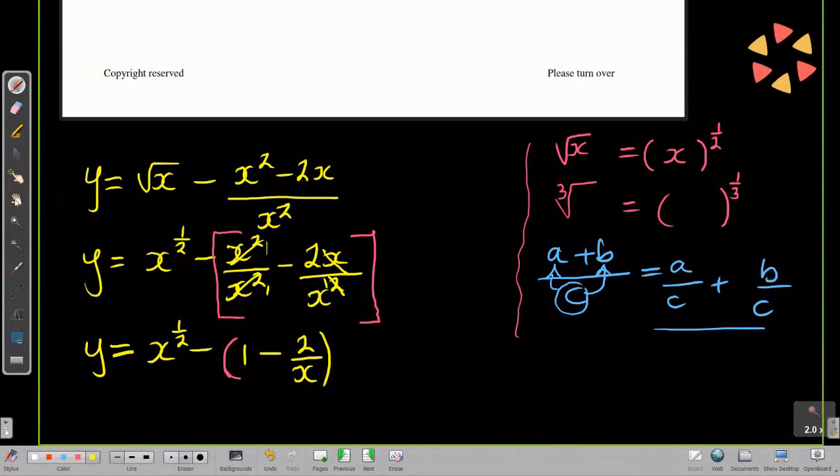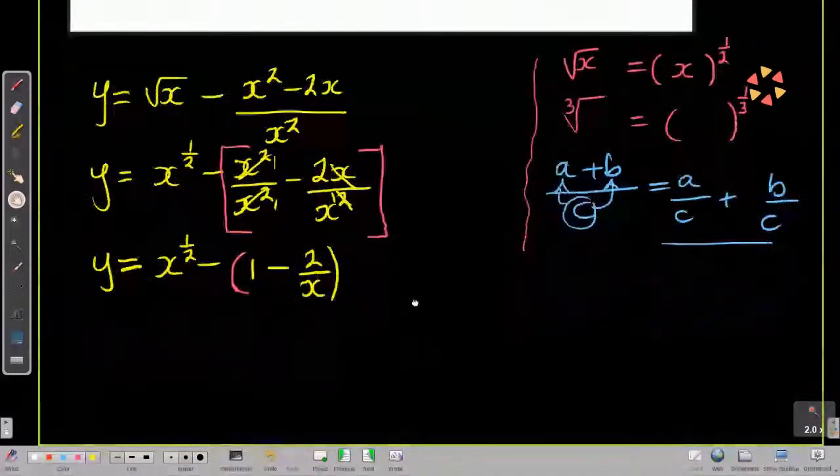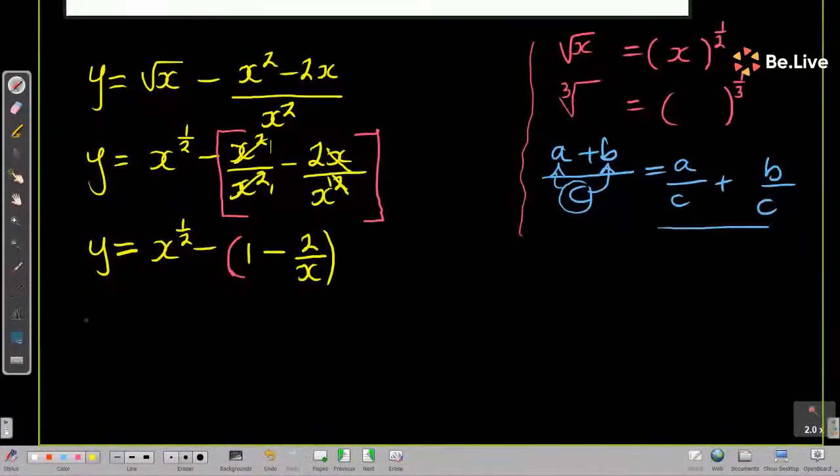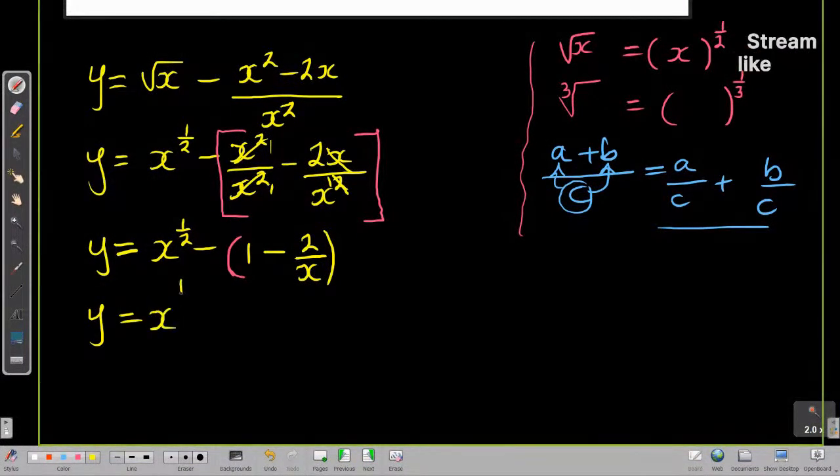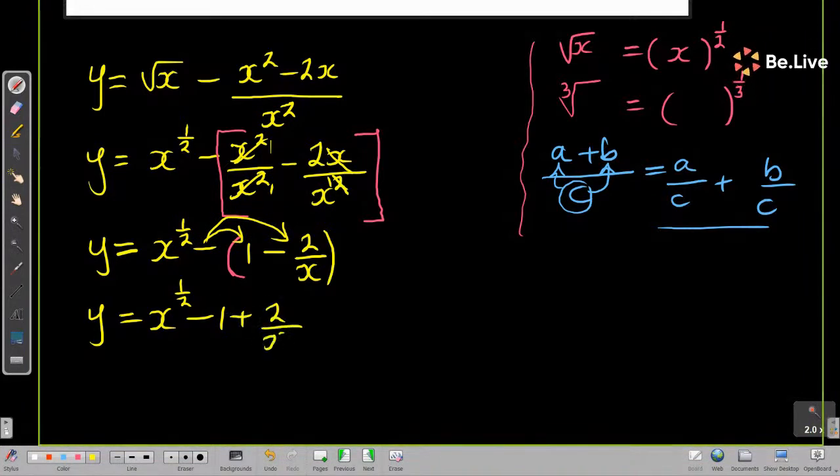So when you've done that, it is at this stage that you can now open that bracket to say y is equal to x to the power 1 over 2. The negative affects that to become minus 1. The negative affects that to become plus 2 over x. In as much as we couldn't differentiate that sign, we also can't differentiate that. So we need to deal with it. How do you deal with it?